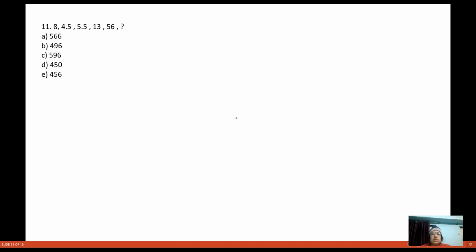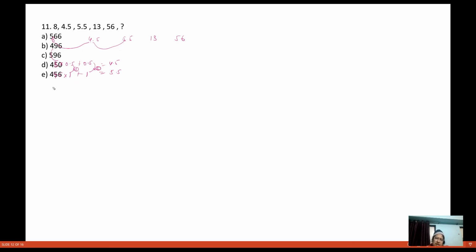So this is how we do these kind of questions. Now look at this question. We have 8, we have 4.5, we have 5.5, we have 13, we have 56. So 8 into like I did 0.5 and then I added 0.5. So I got 4.5. This is the logic for this. Then 4.5 to 5.5, how am I getting? I'll put 4.5 here, I'll put 1 here, I'll put 1 here. Then I am getting 5.5. So what happened here? This became 2 times and this became 2 times.